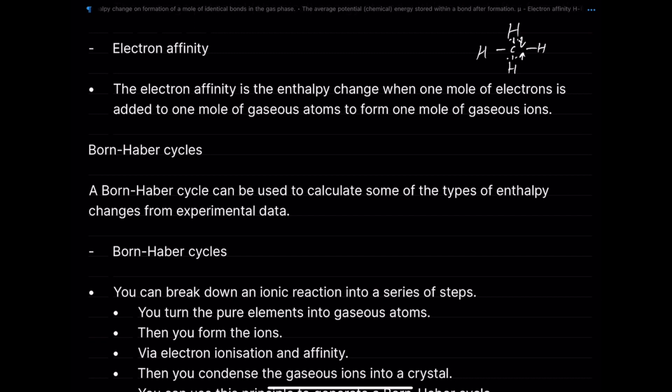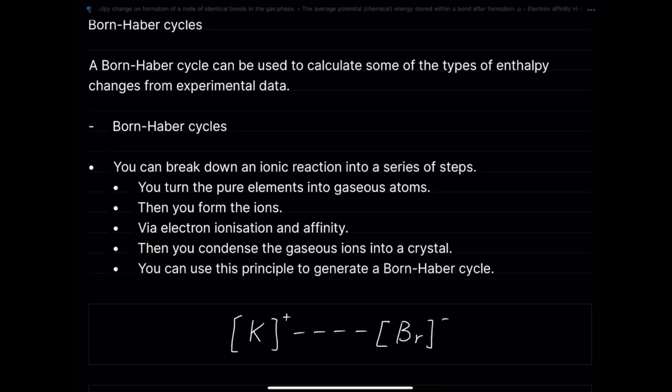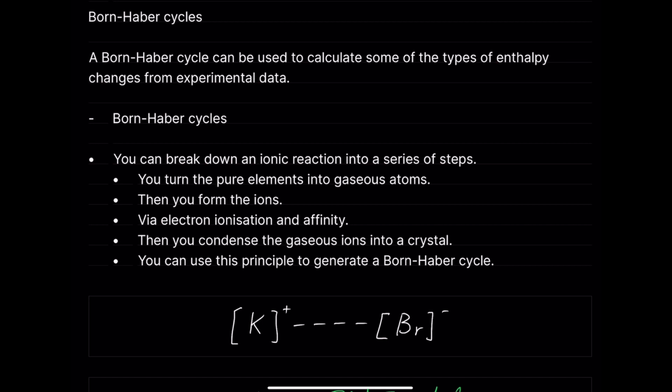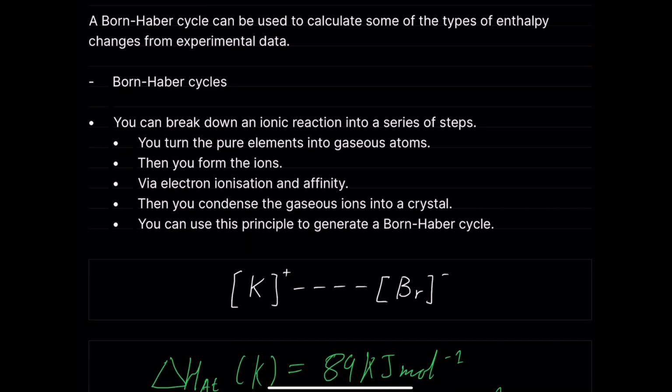So, enthalpy change with gaining a mole of electrons to 1 mole of gaseous atoms to form 1 mole of uni-negative gaseous ions. All right. Now I'm coming up to the final part of it. I know you're probably tired of me speaking, so I'll try and get straight to the point here of the Born-Haber cycle, what the Born-Haber cycle is. Now, the Born-Haber cycle can be used to calculate some of the types of enthalpy change from experimental data.